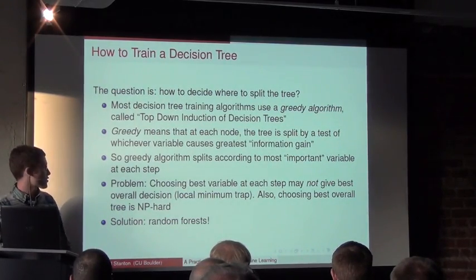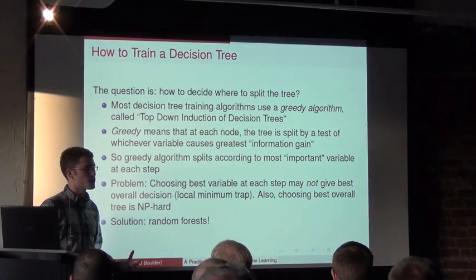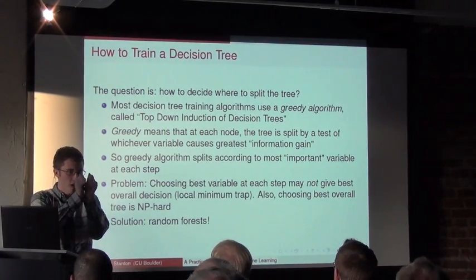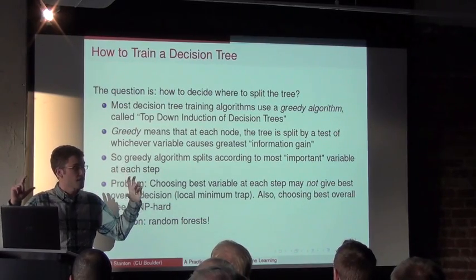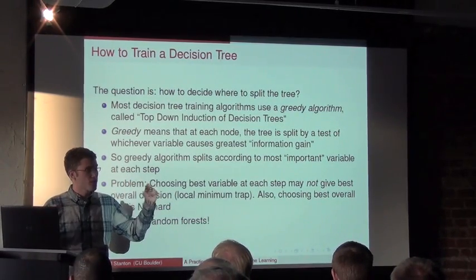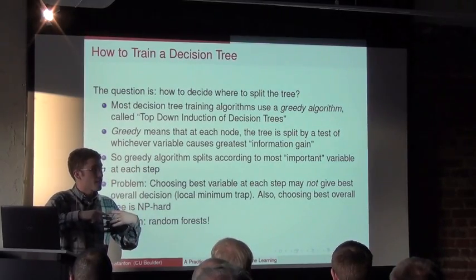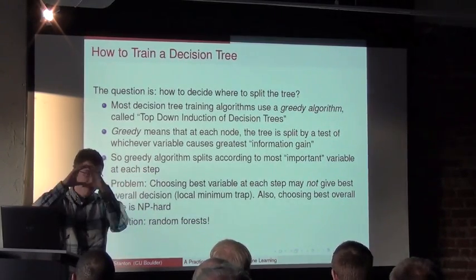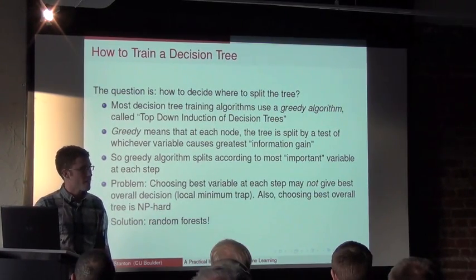So the solution is to use something called random forests. It's not a complete solution, but it really helps. As we know, if we're trying to pick a split just by the best variable each time, you might screw up and not get the best thing. So the solution for random forests is to repeat the process many, many times with random subsets of the variables and hope that most of the time you do a pretty good job. Right?